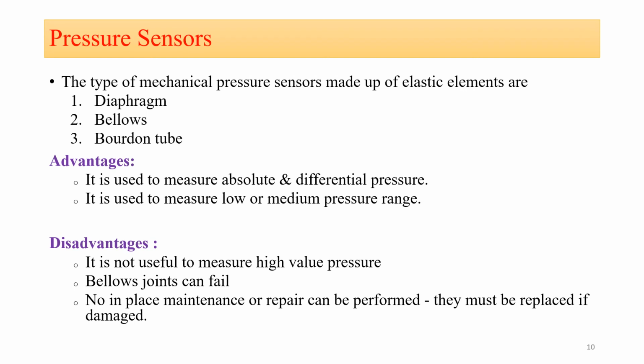Now let's see the last type of mechanical sensor, that is the pressure sensor. The pressure sensor is again a type of mechanical sensor which is made up of elastic elements such as diaphragms, bellows or the Bourdon tube. There are some advantages of pressure sensors, like they are used to measure absolute and differential pressure. Then they are used to measure low or medium pressure range.